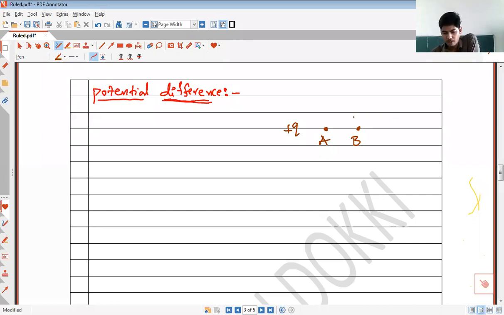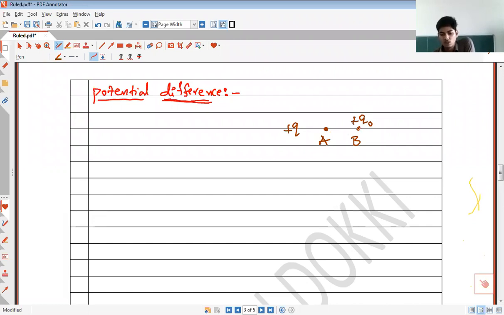Now, I have a test charge at point B. Both the points are in the electric field. Here we are not considering the point infinity. To define potential difference, you have to consider both the points in the electric field. A and B are the points present in the electric field produced by this source charge Q, right? I have placed a test charge Q0 at point B.